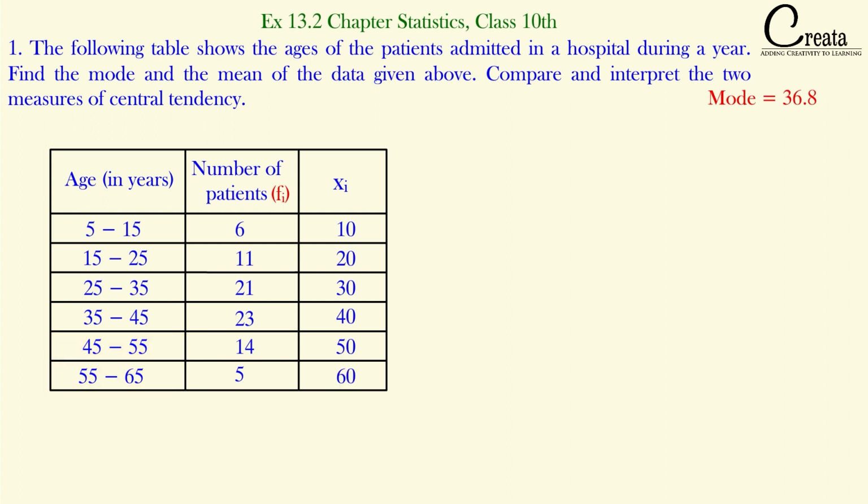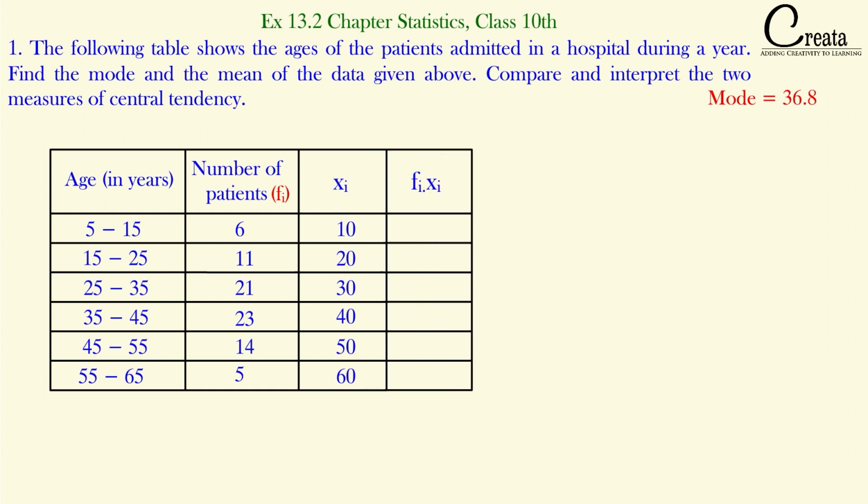You are open to use the formula, or you can easily locate the midpoint by just looking at the range. Okay. Next step, let's find fi into xi, that is the multiplication of fi and xi. 6 into 10 it will be 60. 11 into 20 it is 220. 21 into 30 it is 630. Similarly 920, 700 and 300. We got the multiplication of fi into xi.